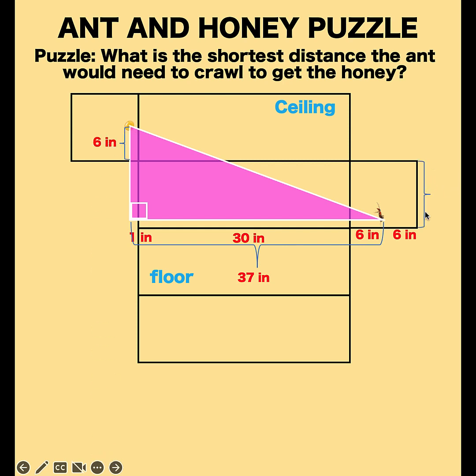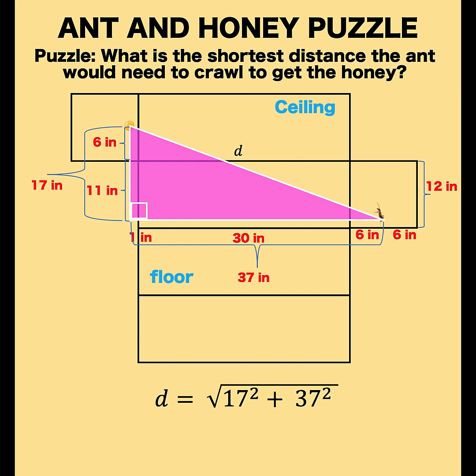And since this height is 12 inches and the ant is located 1 inch above the bottom line here, that means the distance here must be 11 inches. And that gives us the height of the right triangle as 17 inches. And solving now for d, d is the hypotenuse. We have d equals the square root of 17 squared plus 37 squared. And this gives us a value of d equals 40.72 inches. Notice now that this is lower than the 42 initial value that we arrived at. But this is not yet the least possible distance that the ant can crawl.